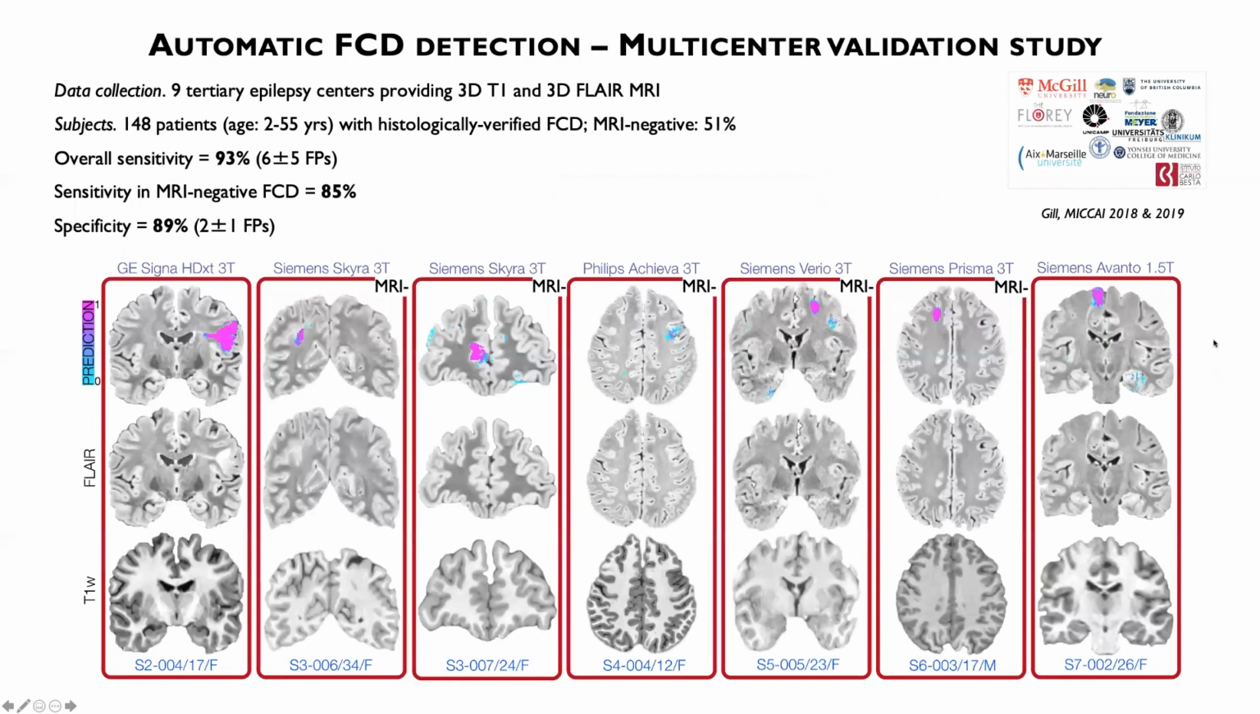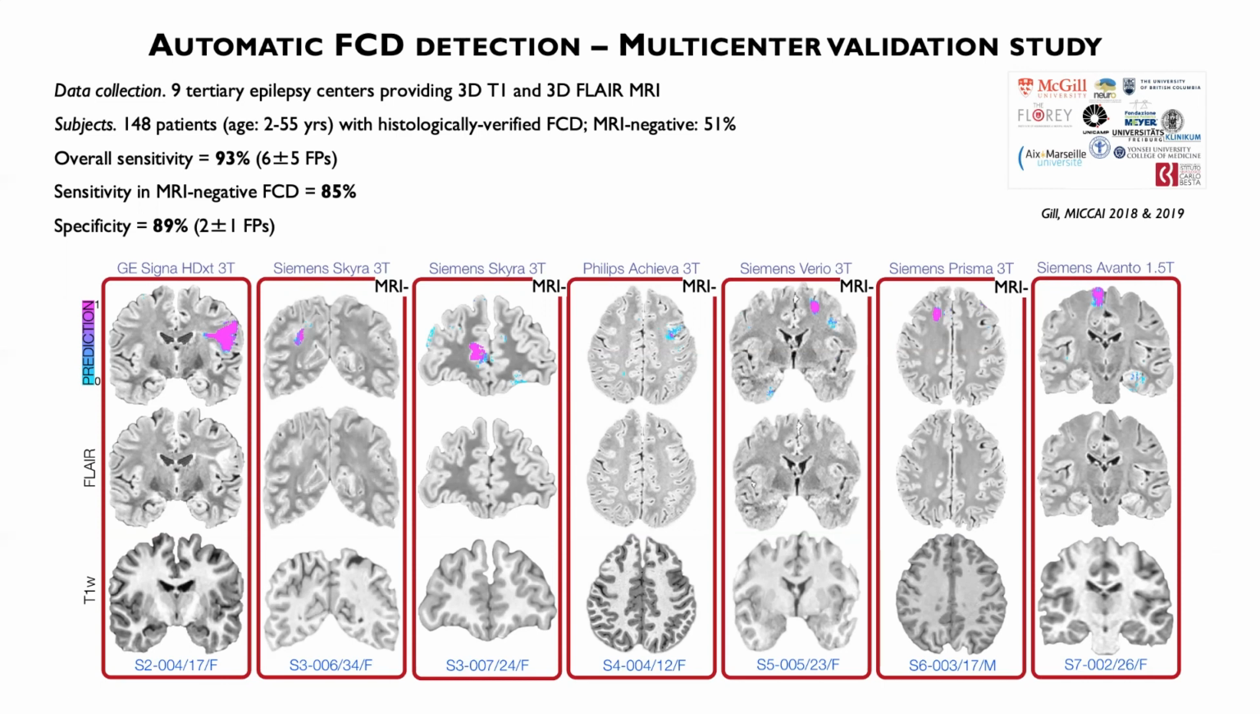In this multi-center study involving 9 epilepsy surgery institutions around the world, we evaluate the ability of deep learning to detect MRI negative FCD. The overall sensitivity was 93% with an average of 6 false positives per patient. Performance was comparable across sites. Importantly, sensitivity in MRI negative FCD was 85%, with a specificity of 89%, both in healthy and disease controls.